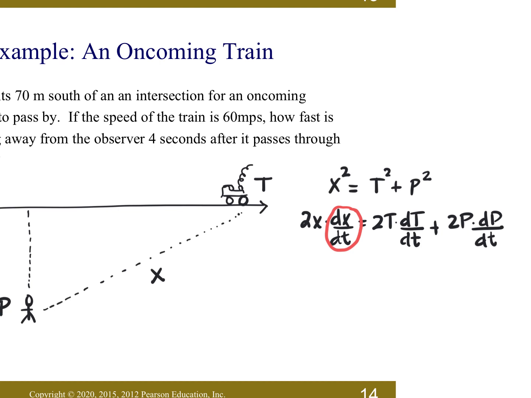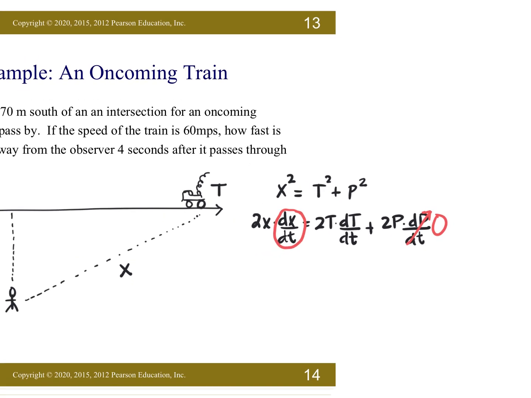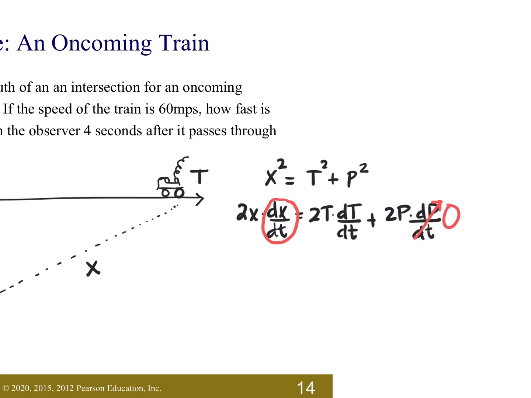Okay, and then P is the distance of who? And what does dp/dt mean? Okay, the rate of change or the rate of movement of the person. And is the person moving? Okay, person is not moving, so we have 0. Okay, now we're ready to plug some values in.